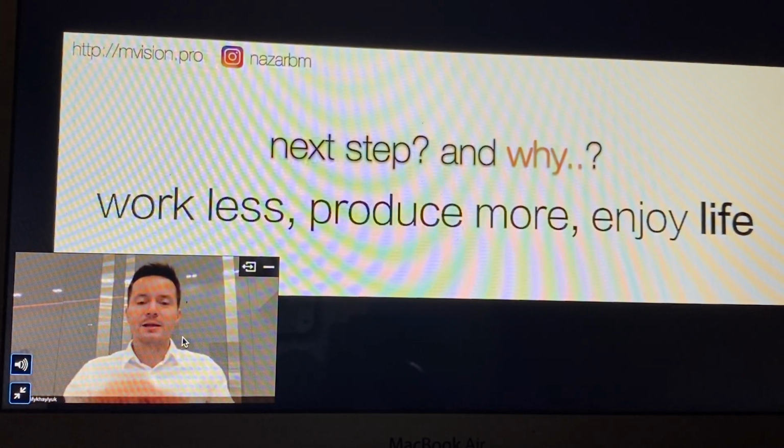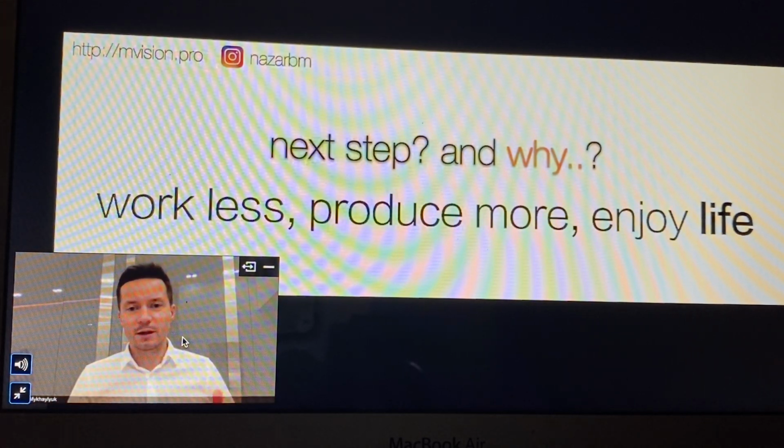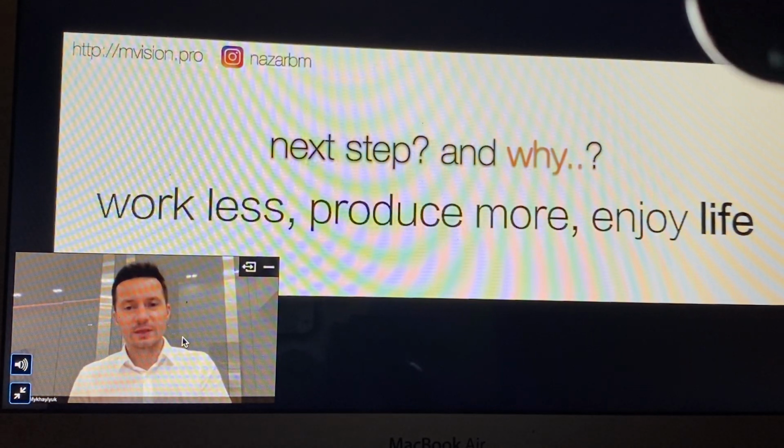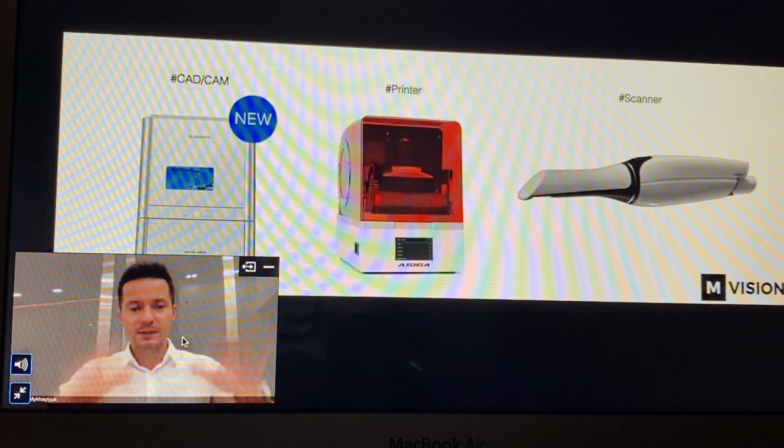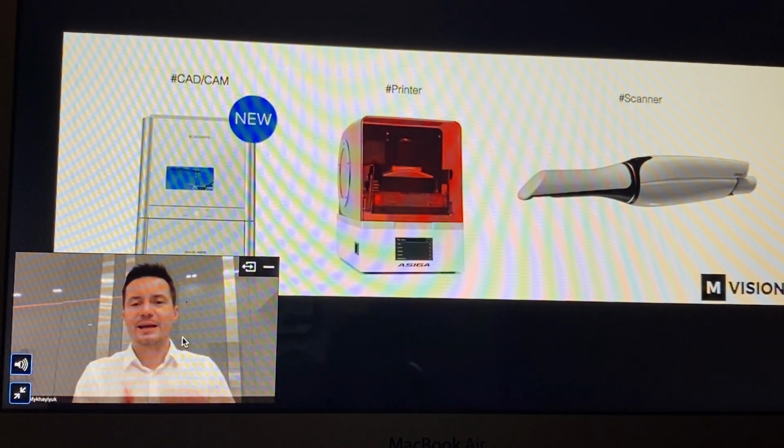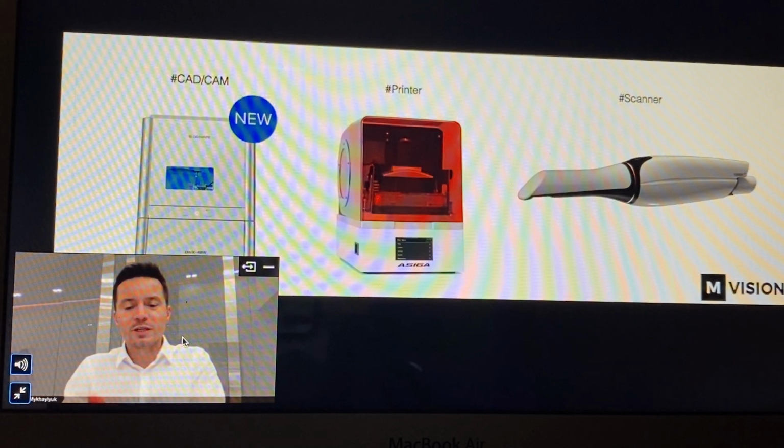But actually, now, using modern technology, we can do this. We can give a part of our work that we are doing with our hands to the machines. And machines can actually help us to do this faster and still have free time to do something else.